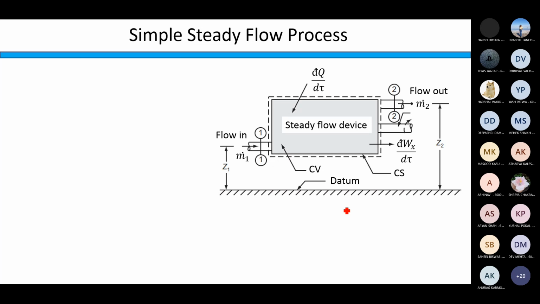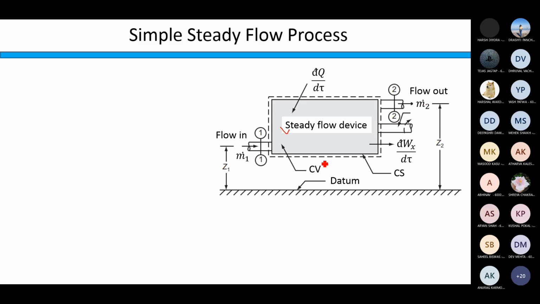Look at this simple steady flow device. This is just the general diagram we are taking, any random device. In the last slide we talked about the turbine. So I am taking just a random rectangle and calling it a steady flow device. The requirement for a steady flow device is you should have at least one inlet and one outlet, right? You can have n number of inlets and n number of outlets.